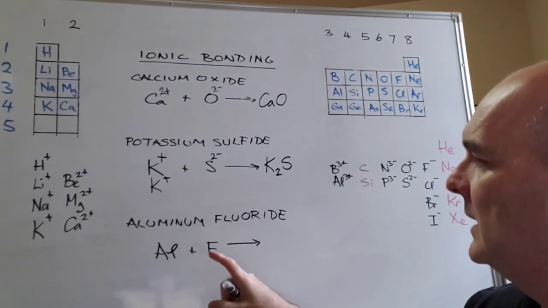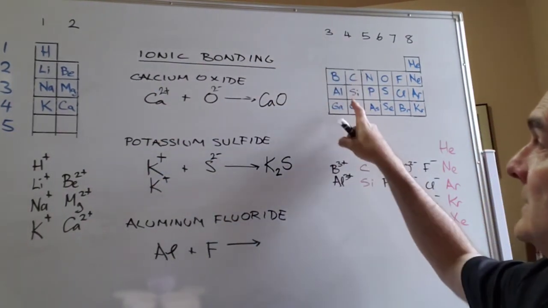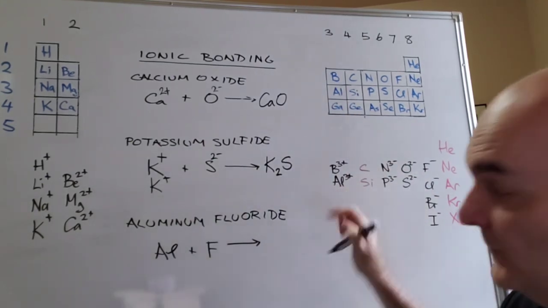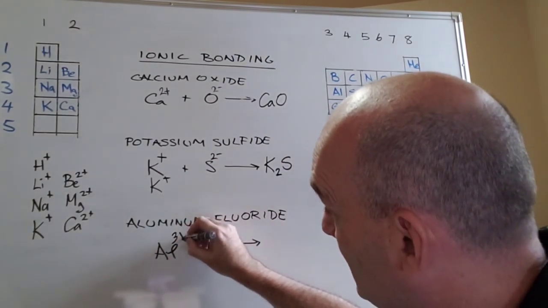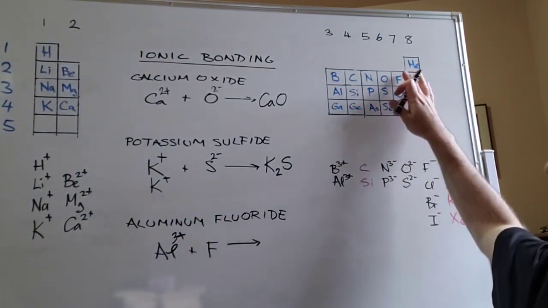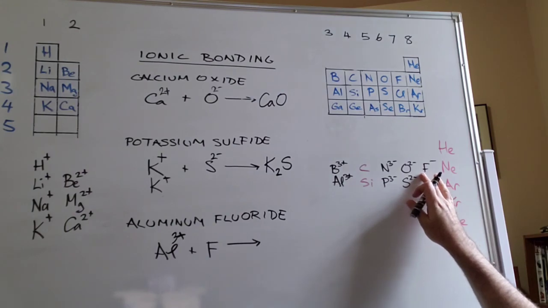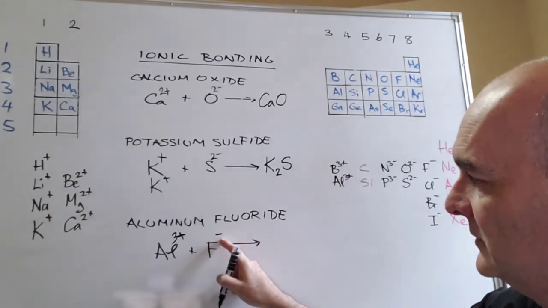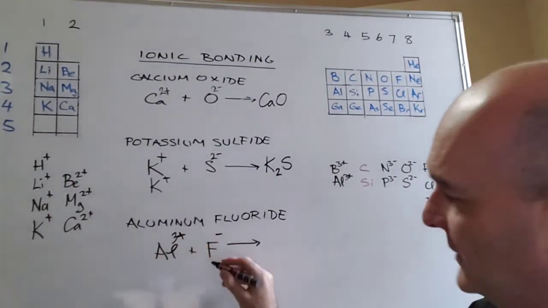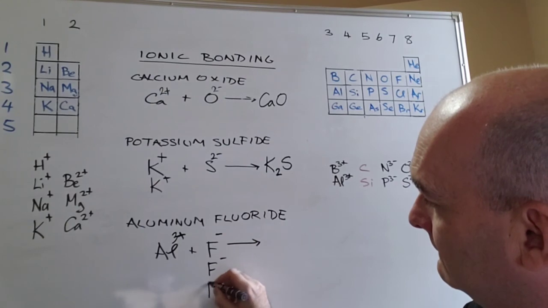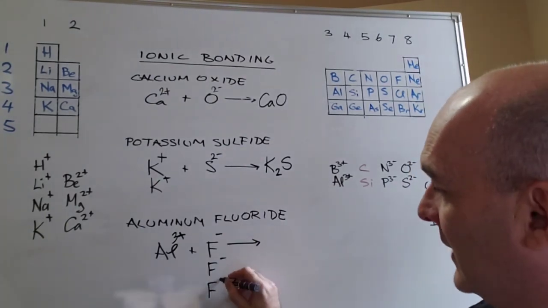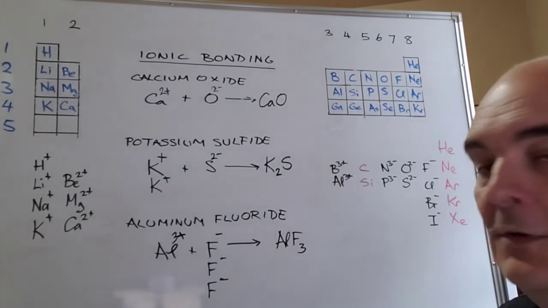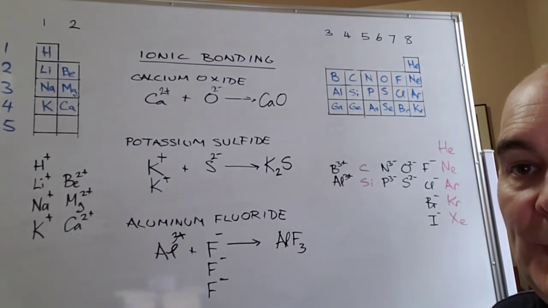Aluminum fluoride. Well, aluminum is here in group 3, which means it's a metal. It oxidizes to a 3+ cation. And fluoride is in group 7, which means it makes a 1- anion. And 1- is not going to balance 3 pluses. Going to need 3 fluorides for that. And so hopefully you can see that the chemical formula for aluminum fluoride would be AlF3.